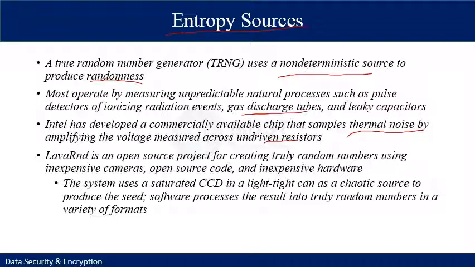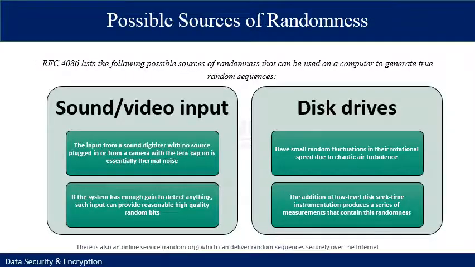LavaRnd is an open source project for creating truly random numbers using inexpensive cameras, open source code, and inexpensive hardware. The system uses a saturated CCD in a light-tight can as a chaotic source to produce the seed. Software processes the result into truly random numbers in a variety of formats. Additionally, you can use a number of other sources such as sound, audio, video, or disk drives.